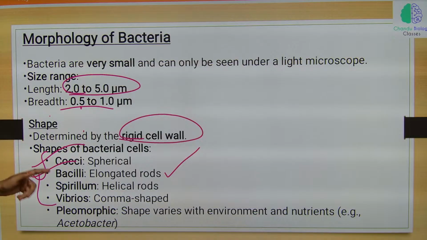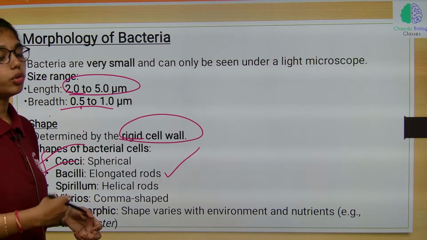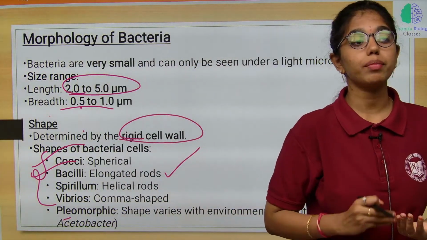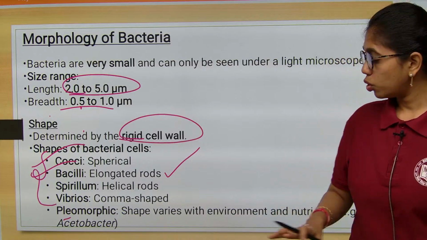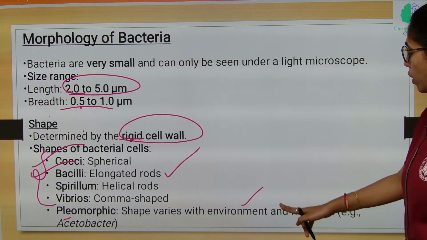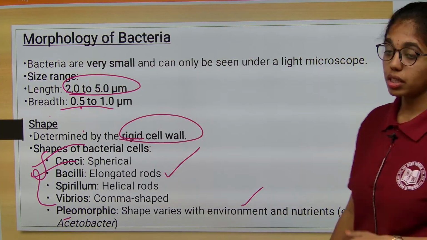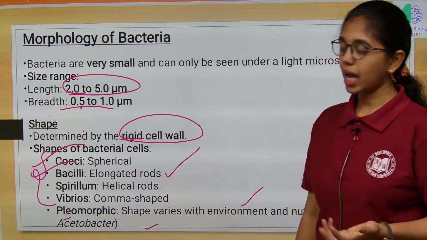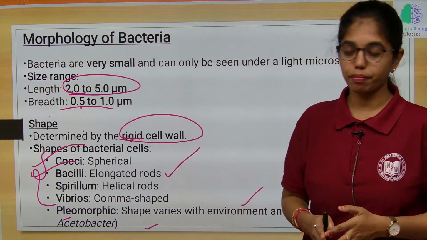And pleomorphic. What is meant by pleomorphic bacteria? Few bacteria are pleomorphic. They change their shape based on the environment and nutrients. Those bacteria which vary in their shape according to the environment and nutrients are considered to be pleomorphic. The best example is Acetobacter. This is about the shapes of bacteria.